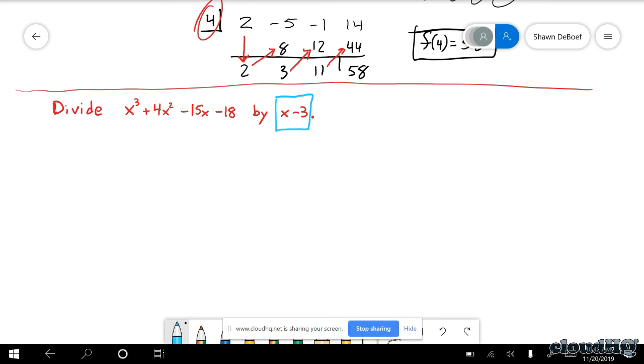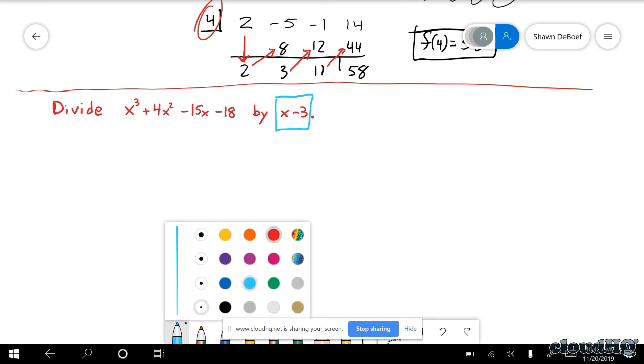Mx plus b, so not x squared. Quadratic is if the degree is 2. If the degree is 3 is cubic. Degree of 4 was quartic. Degree of 1 is called linear. X plus a number, x minus a number. If you have that without a number in front of the x, it's perfect for synthetic division. So that's what I'm going to use here. It just told me to divide, and I can use synthetic division here.